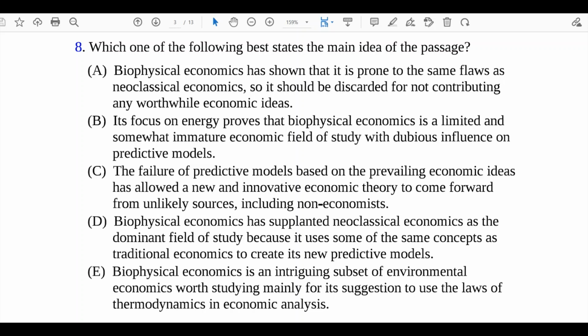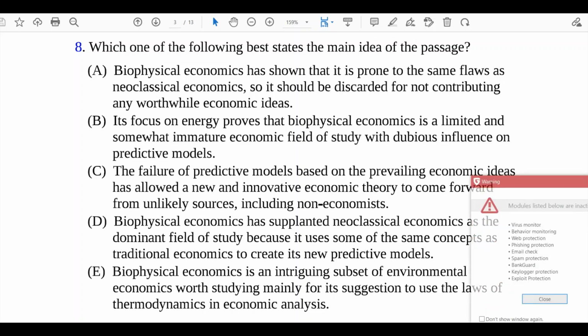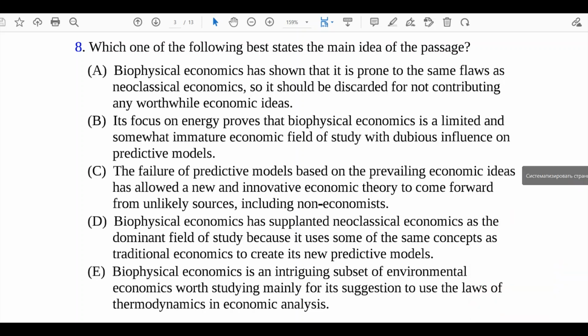Let's talk about answer D. It is wrong in many ways. First and foremost, the passage makes no claim that biophysical economics has replaced new classical economics, only that it has come about because of certain failures by the older school of thought. And the second, guys, the passage makes it so transparent that biophysical economics doesn't use the same concepts as traditional economics and in fact has developed its own concepts based on energy.